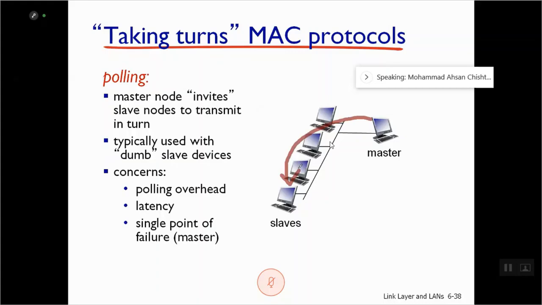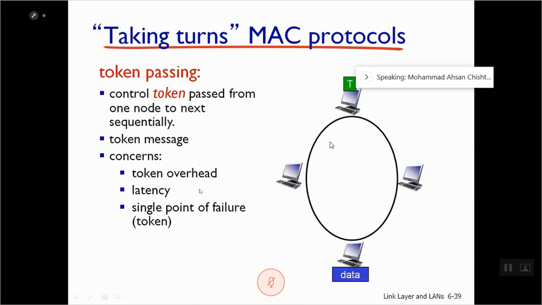So the polling protocol eliminated collisions, that was good. It eliminated empty slots as well, so it had better efficiency. But with some advantages, obviously expect some disadvantages as well, like a polling overhead. What is polling overhead? We require each of the nodes to be notified whether they have to send or not. That is the time that it takes here.